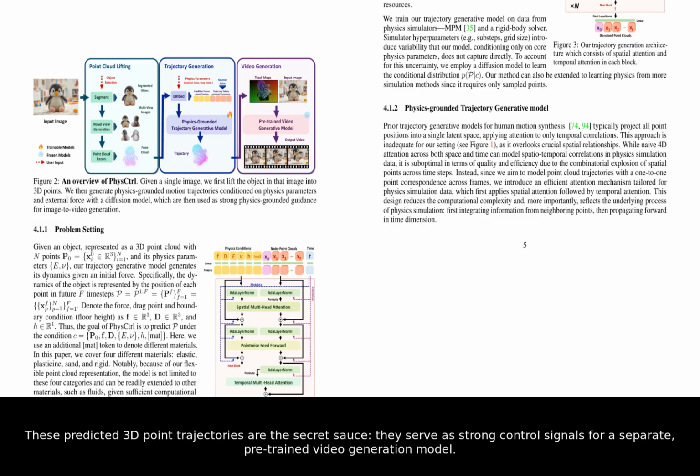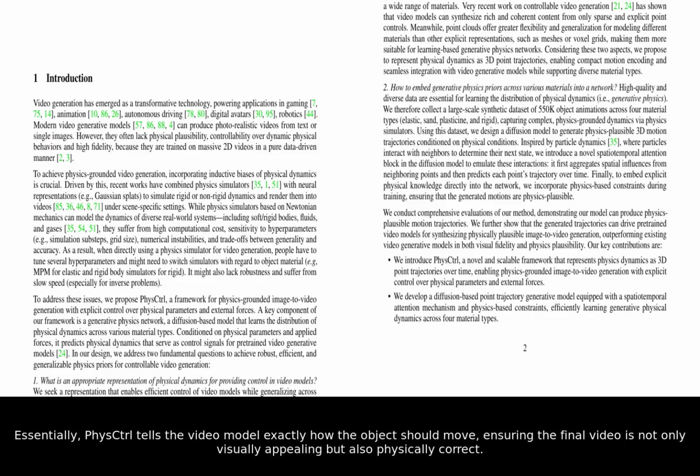These predicted 3D point trajectories are the secret sauce. They serve as strong control signals for a separate, pre-trained video generation model. Essentially, PhysCtrl tells the video model exactly how the object should move, ensuring the final video is not only visually appealing, but also physically correct.